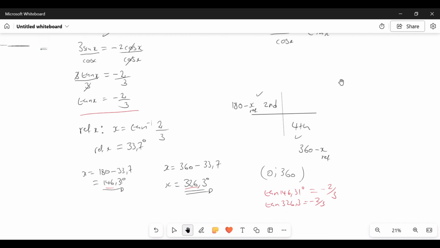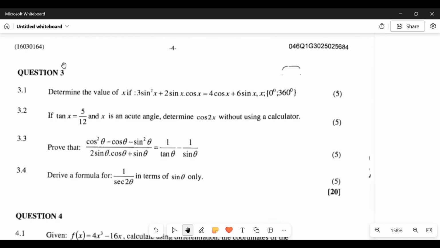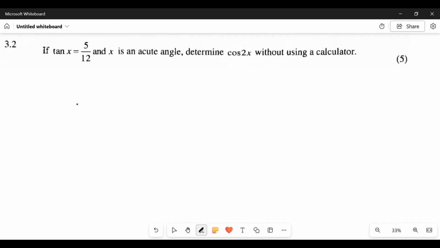Well, guys, we are done with 3.1. Let's go and do 3.2. All right, guys, let's look at 3.2. Now, here's our 3.2 here, guys. Again, I'm going to copy this 3.2, paste it where there is a space, and then we're going to solve it. All right, here is 3.2.